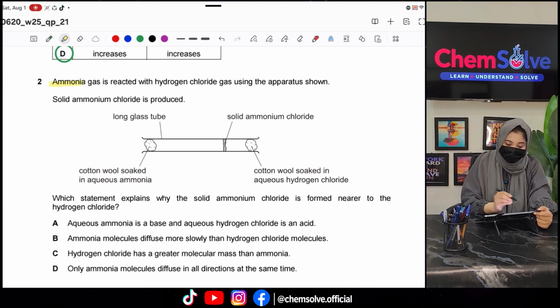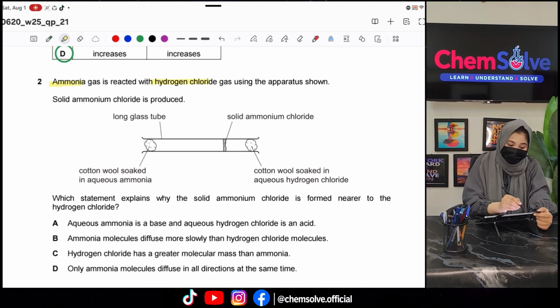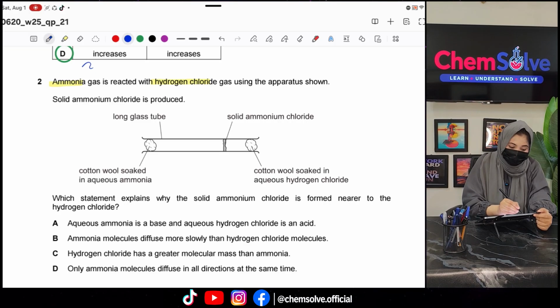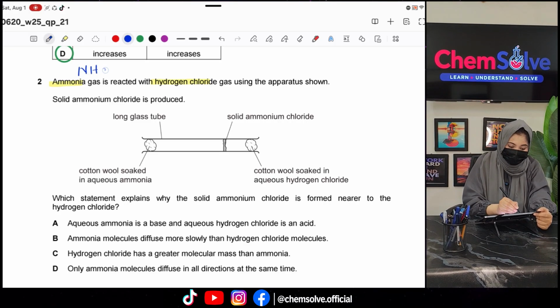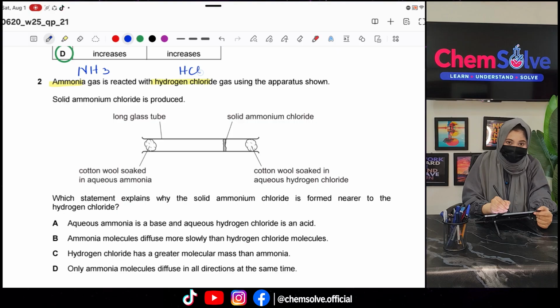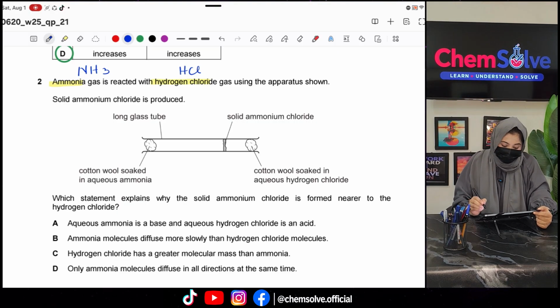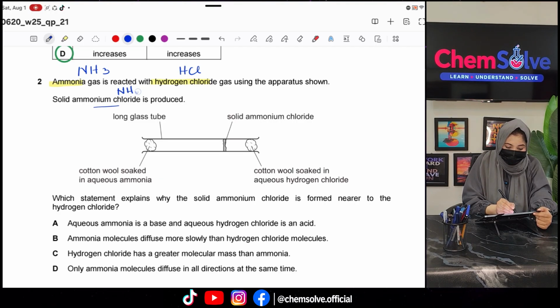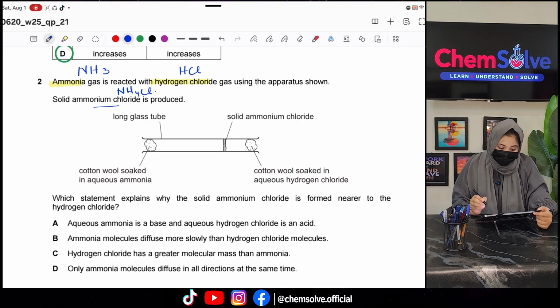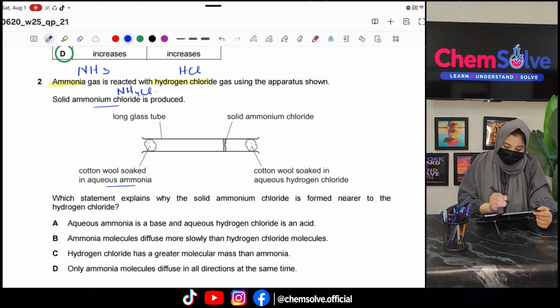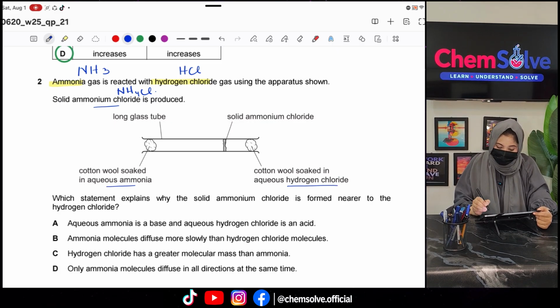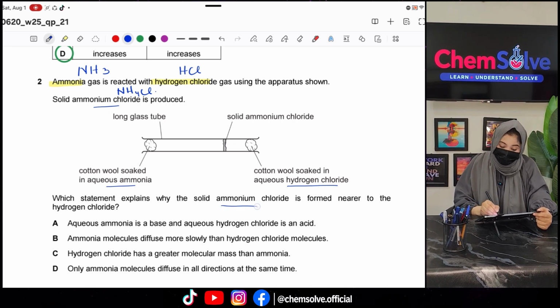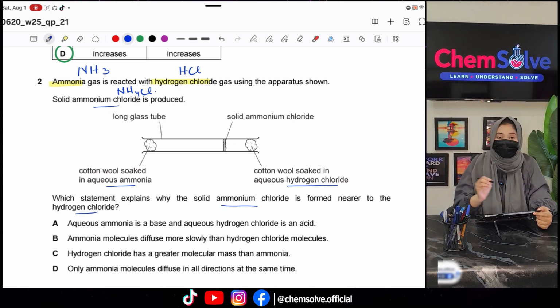Ammonia gas is reacted with hydrogen chloride. So ammonia is NH3 and hydrogen chloride is HCl. Okay, so we are using the apparatus shown. Solid ammonium chloride, NH4Cl. Cotton wool is soaked here in aqueous ammonia, and here it is soaked in aqueous hydrogen chloride. Which statement explains why the solid ammonium chloride is formed nearer to the hydrogen chloride?